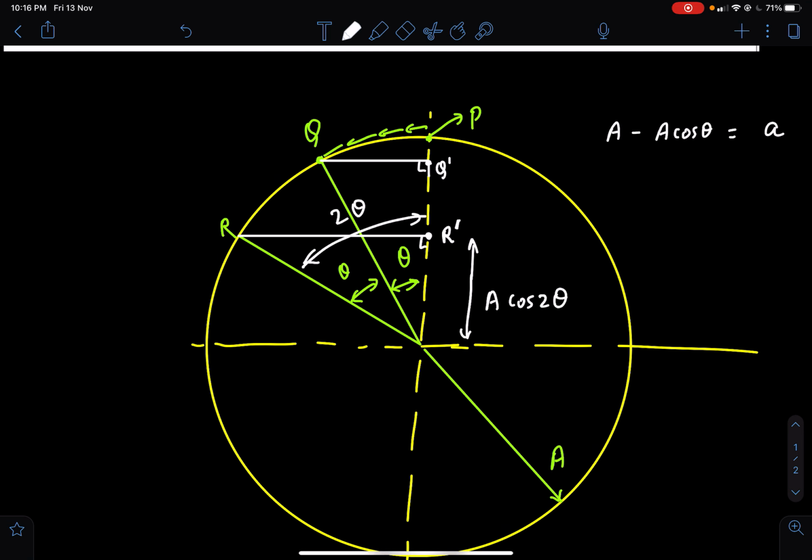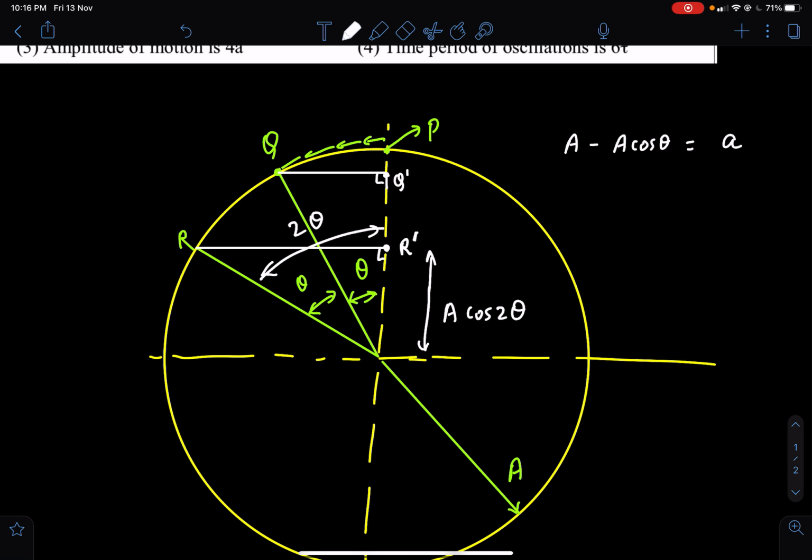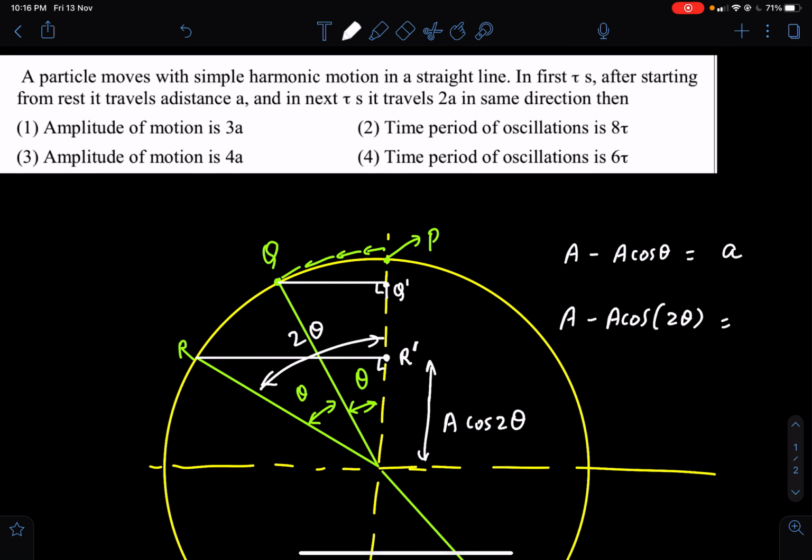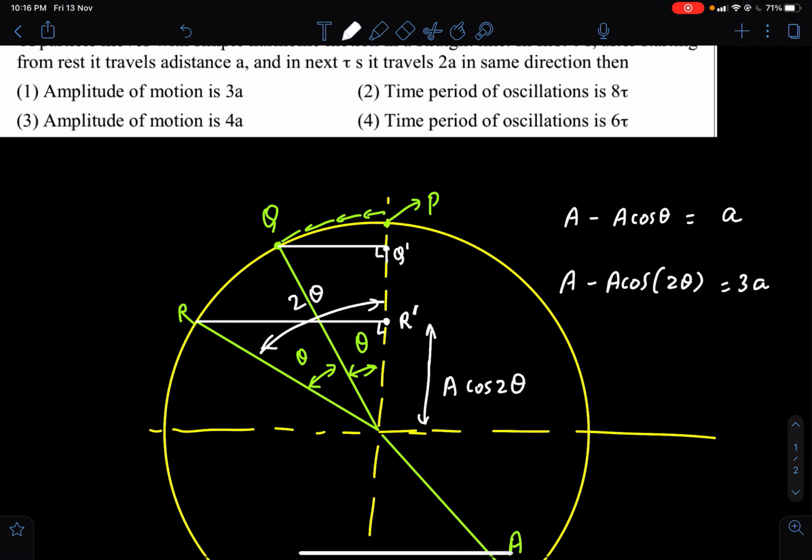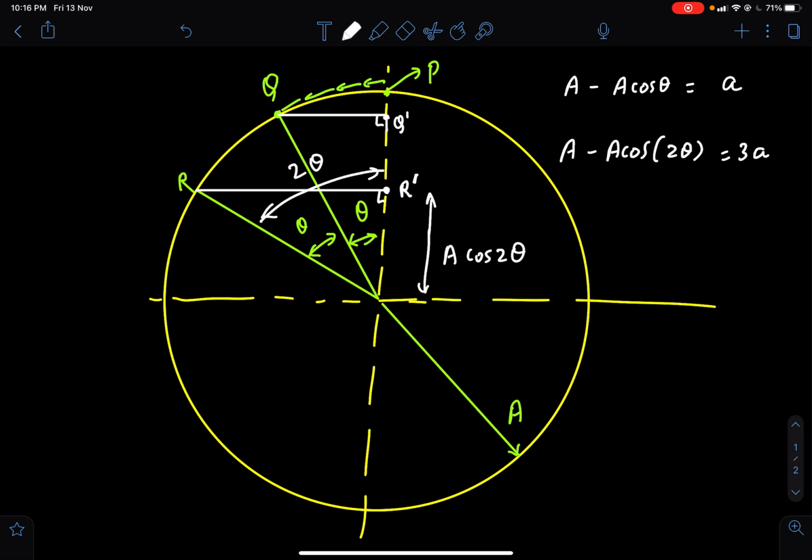So what is the distance traveled by the SHM particle? The SHM particle has gone vertically downwards from P to R dash. So the distance traveled is A minus A cos 2 theta. And what is this given to be? This is given to be 3a. Alright. Now we have two equations and two unknowns. The two unknowns are capital A and theta.